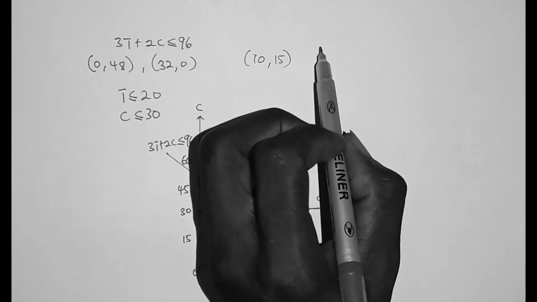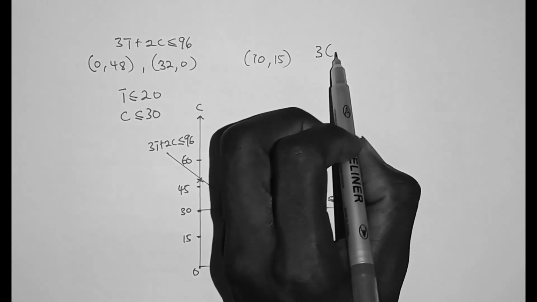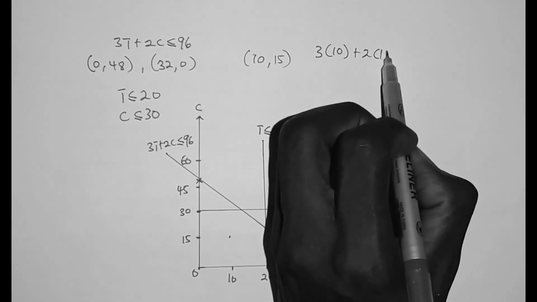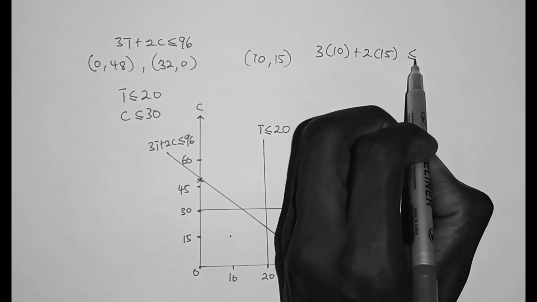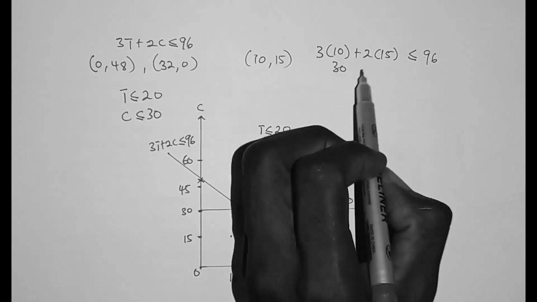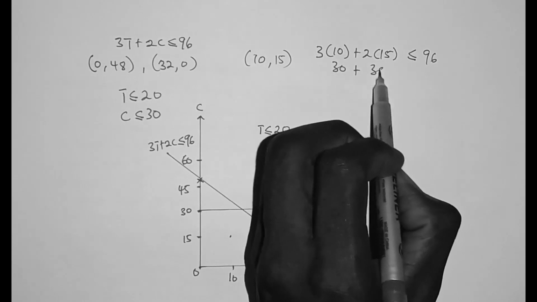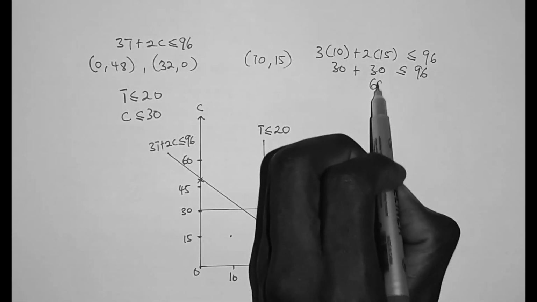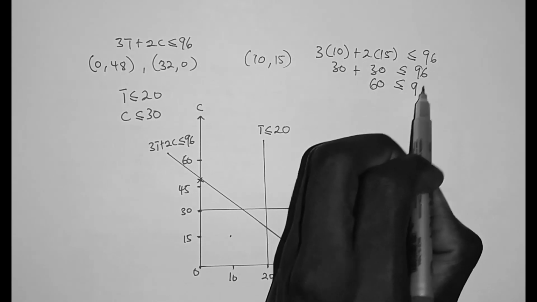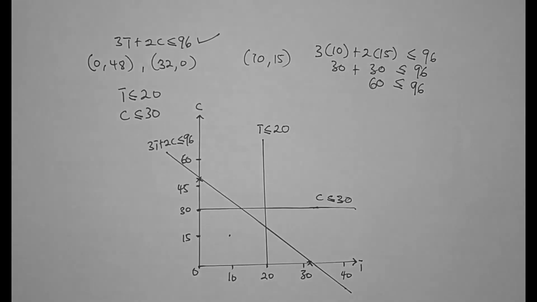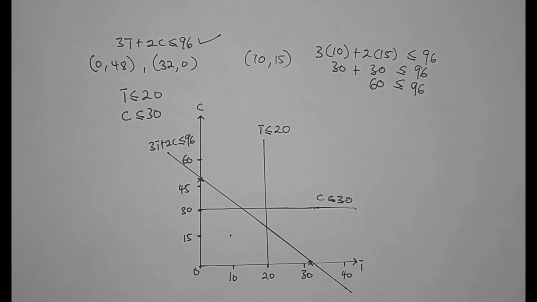So this becomes 3 times 10 plus 2 times 15 is less than or equal to 96. 3 times 10 is 30 plus 2 times 15 is also 30, less than or equal to 96. 30 plus 30 is 60. And it is true that 60 is less than or equal to 96. And therefore, the point satisfies.